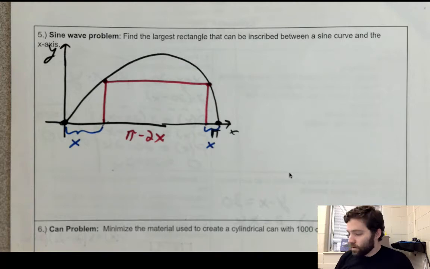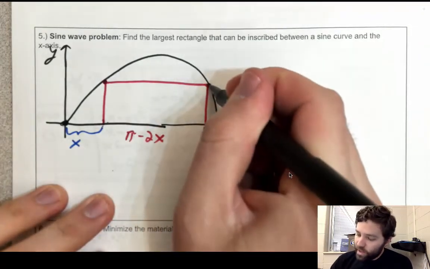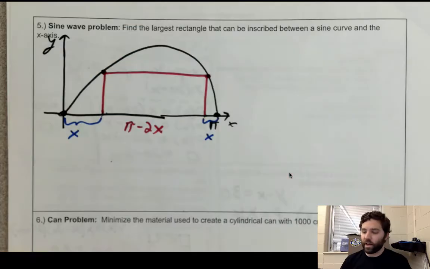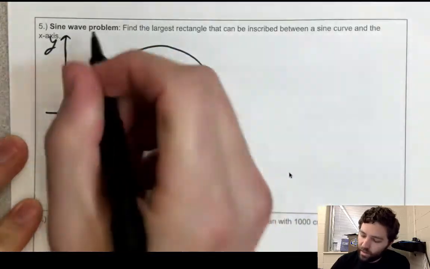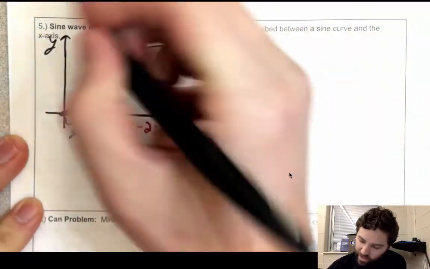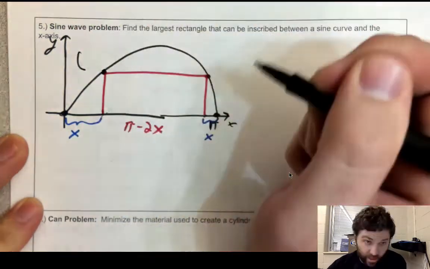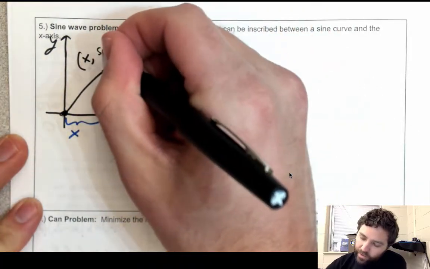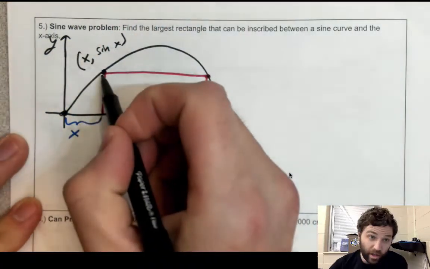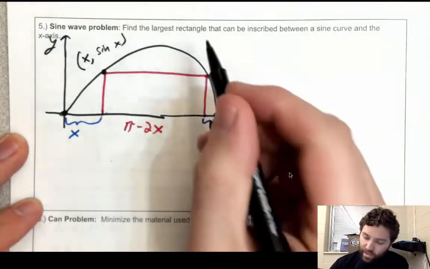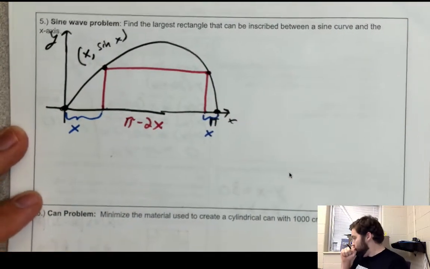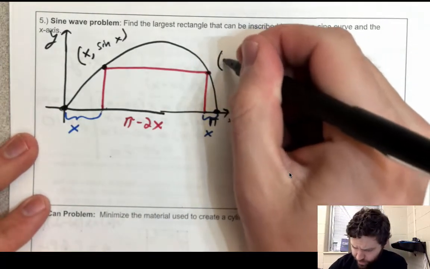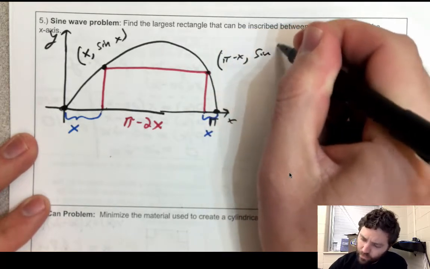Now, let's find the other dimension, which is the height of our rectangle. The height is going to be based on the function value at whatever x is. First of all, let's identify this point. This point right here, where the rectangle intersects the sine wave, would be x, comma, sine of x. If you plug in 1, the height here would be sine of 1. Same idea over here. That is pi minus x, comma, sine of pi minus x.